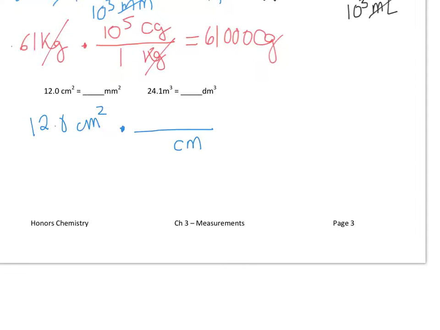And on top, I'm going to put the unit I'm looking for. So I'm looking for millimeters squared. So for now, I'm going to ignore the squared. I'm just going to put millimeters. The reason why I didn't put the squared is because, like I said, I don't know the relationship between a centimeter squared and a millimeter squared. I know the relationship between a centimeter and a millimeter. So let's find the relationship between these first. So a centi or a millimeter is bigger? A centi is bigger. So that gets the 1. And then the milli gets 10 to some power.